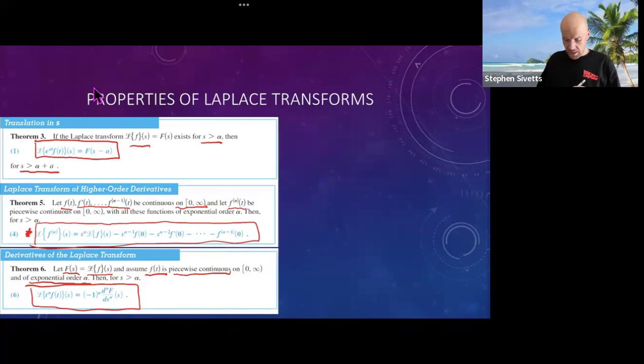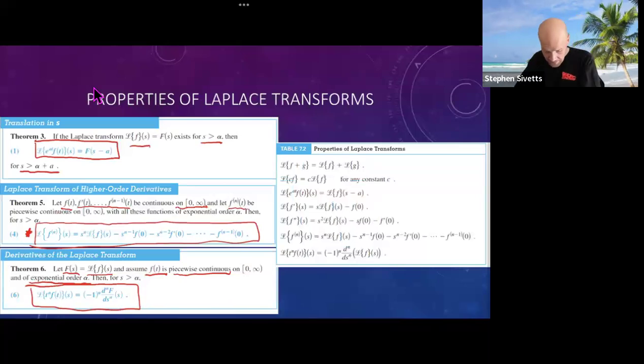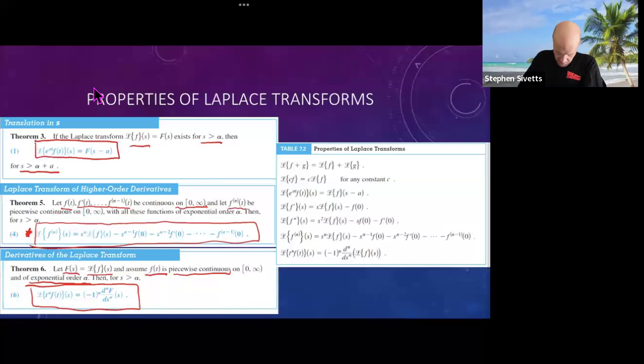And most importantly, these are the properties of Laplace transforms that you should write down, because we're going to get into the next few videos on solving second or third order derivatives, and we're going to use these properties.